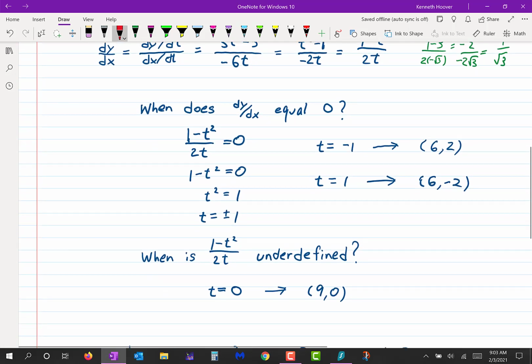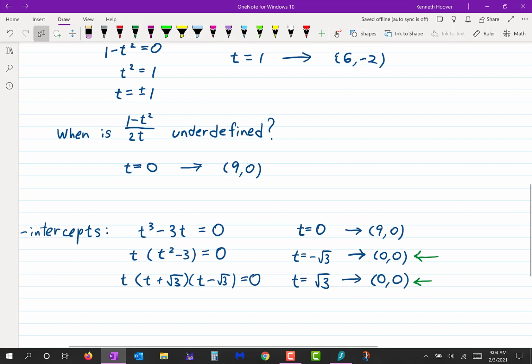So I'm going to go down here and write that down. I'm going to write slope equals 1 over square root of 3.